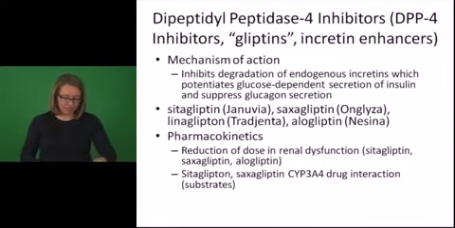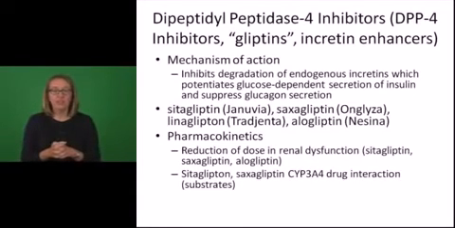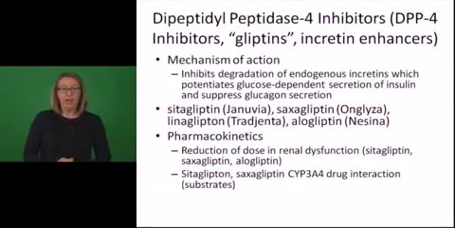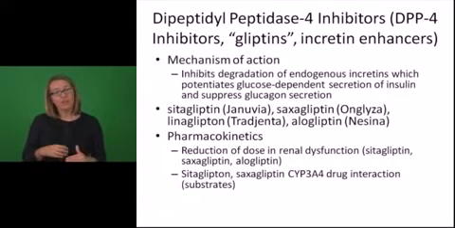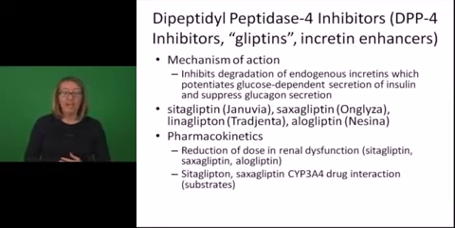Okay, a very popular drug class in recent years are the DPP-4 inhibitors, otherwise known as the gliptins. And these are incretin enhancers. They inhibit the endogenous incretin from being degraded, which potentiates the glucose-dependent secretion of insulin and suppresses glucagon secretion. The four DPP-4 inhibitors are sitagliptin, Januvia, saxagliptin, Onglyza, linagliptin, and alogliptin.